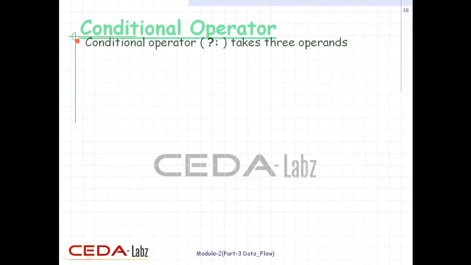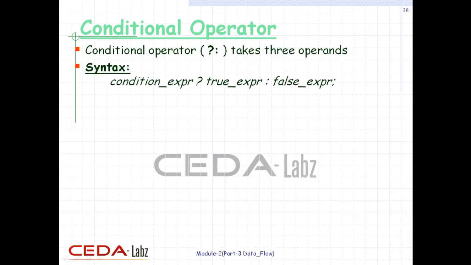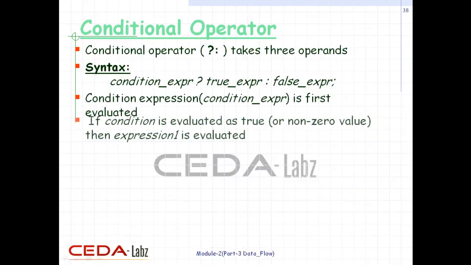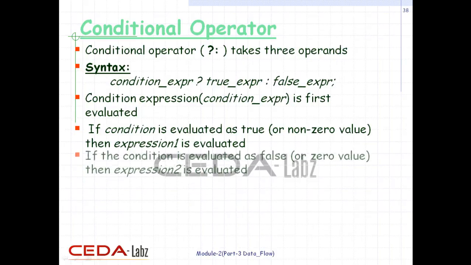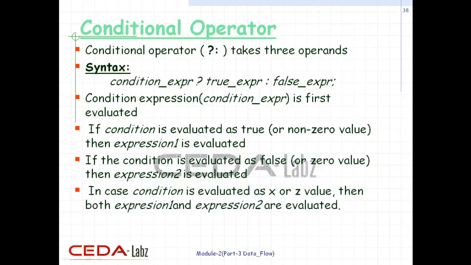The conditional operator, that is, question mark and colon, takes 3 operands. This is its syntax. The conditional expression is first evaluated. If the result is true, that is, logical 1, then the true expression is evaluated. If the result is false, that is, logical 0, then the false expression is evaluated. If the result is x, that is, ambiguous, then both true expression and false expression are evaluated and their results are compared, bit by bit, to return for each bit position an x, if the bits are different, and the value of the bits, if they are the same.